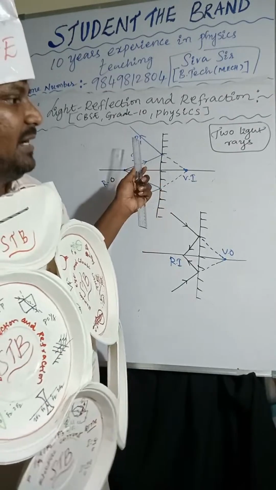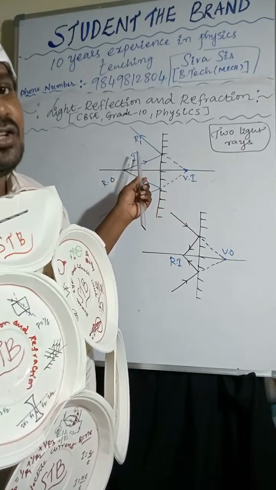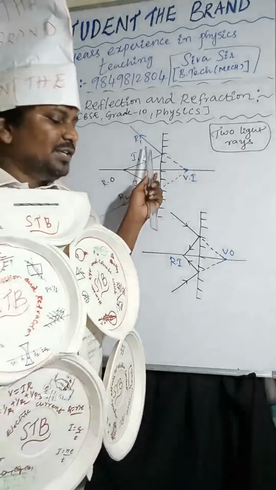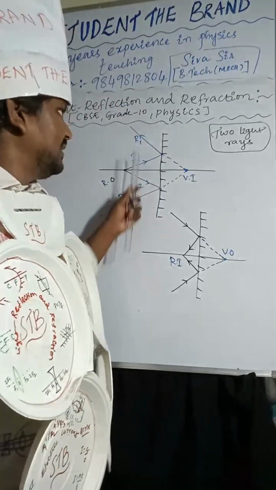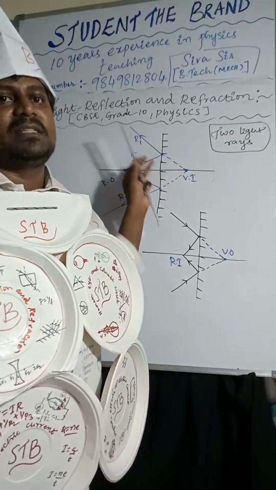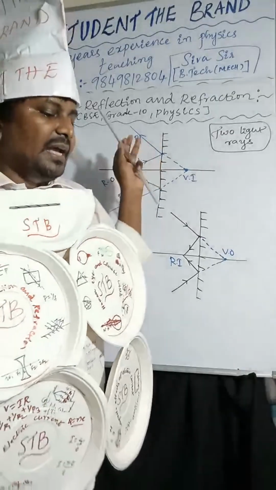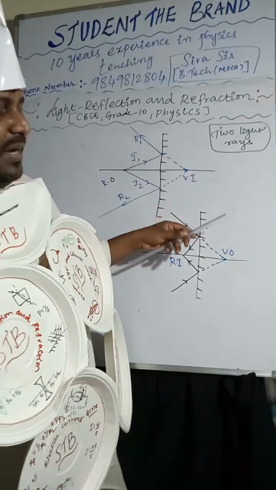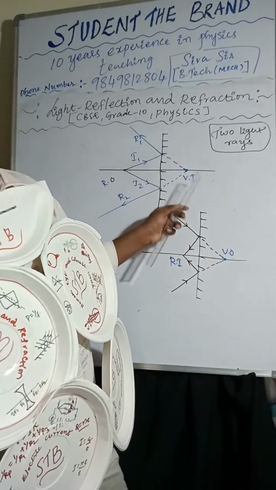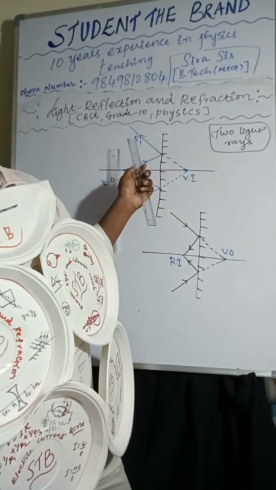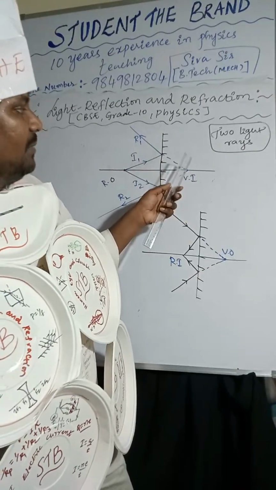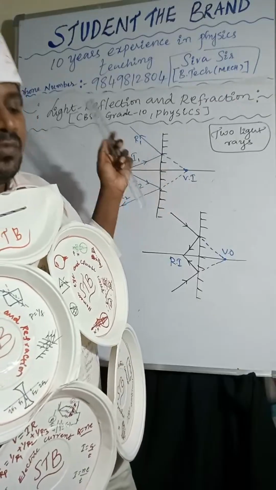Extended reflected light rays. Here, directly the reflected light rays are not meeting. We are extending those reflected light rays. Extended reflected light rays are meeting at one point. Their image is forming. That is a virtual image. Their image will form, and that type of image is called a virtual image.